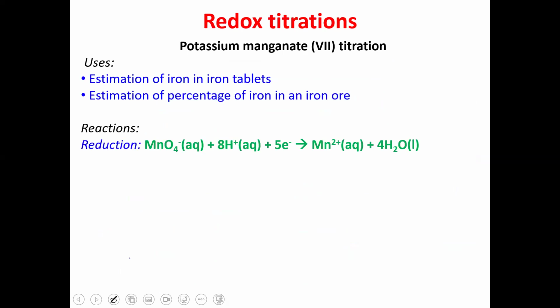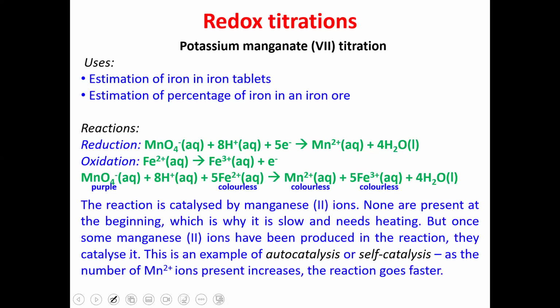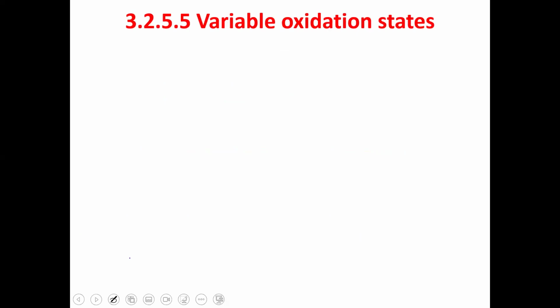MnO4 minus is the most powerful oxidizing agent. Normally it turns into Mn2 plus. Look at the Fe2 plus converting into Fe3 plus. When you combine, you get the equation. And normally the color comes in because of the MnO4 minus. So purple becomes colorless. And this reaction is like this.